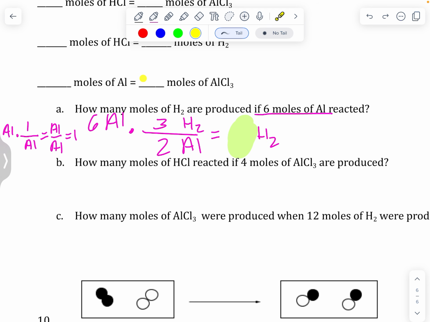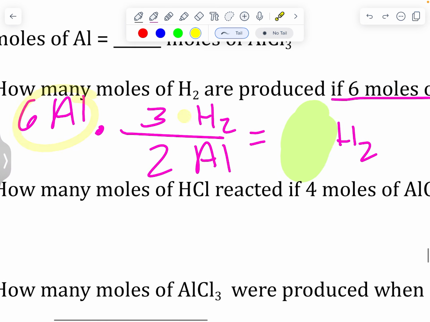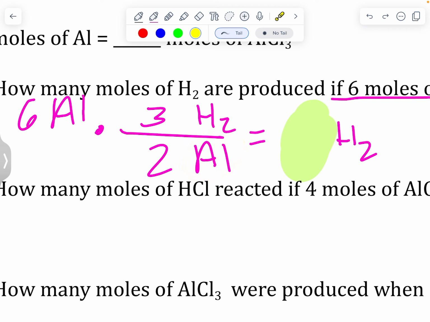A, how many moles of H2 are produced if 6 moles of Al reacted? Well, I'm going to start with what I have, which is 6 moles of Al. If you write 6 moles of Al, that's perfectly fine. That's what's on the answer key. But if you don't, I will not penalize you for it. Just write 6 Al, same idea as when we would write 1 SM for s'more. Okay, so 6 Al, and then I'm going to bring Al down to the bottom because I want to get rid of it. What am I solving for? What am I trying to get? The amount of H2. So I'm going to put H2 at the top.